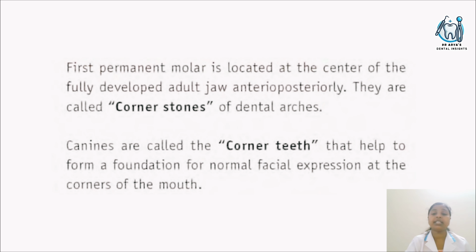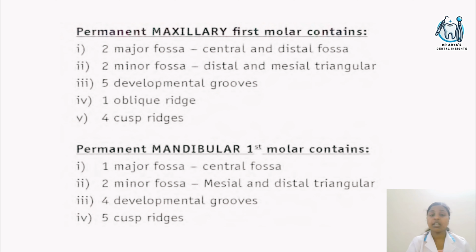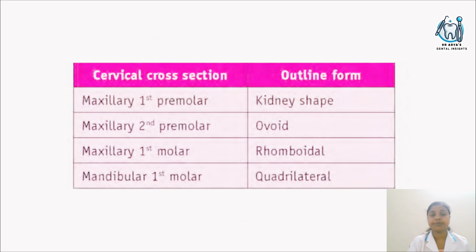First permanent molar is located in the center of fully developed adult jaw anteroposteriorly, and they are called cornerstones of dental arches. And what are corner teeth? Corner teeth is nothing but canine, which helps to form a foundation for normal facial expression at the corners of the mouth. Permanent maxillary first molar contains two major fossa, that is central and distal fossa, two minor fossa, distal and mesial triangular, five developmental grooves, one oblique ridge and four cusp ridges. Permanent mandibular first molar contains one major fossa, that is central fossa, two minor fossa, that is mesial and distal triangular, four developmental grooves and five cusp ridges.